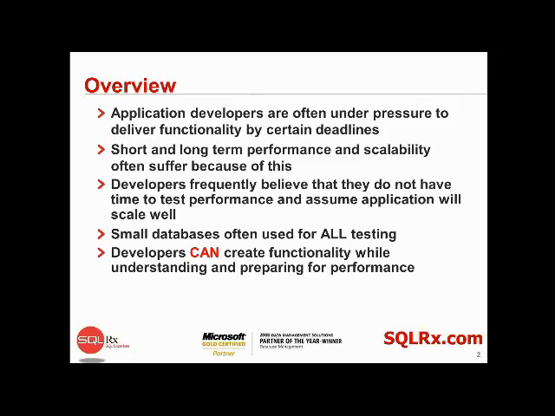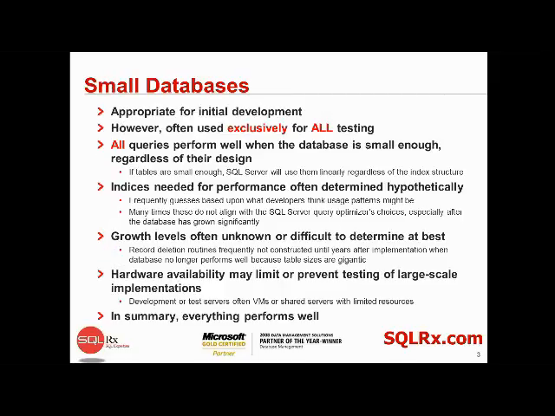So small databases, they're appropriate for initial development. However, some people use them exclusively for every bit of testing there is. And the problem is that all queries perform well when a database is small enough, regardless of whether they're designed well. You could have 35 joins in a query, for example, and if all 100 tables have 100 records in them, you're fine. It won't matter. The other thing is SQL Server, if they're small enough, will use linear searches to get through all the data anyway. So you can't even really see what the plan is that SQL would use when you had 10 million records, for example.